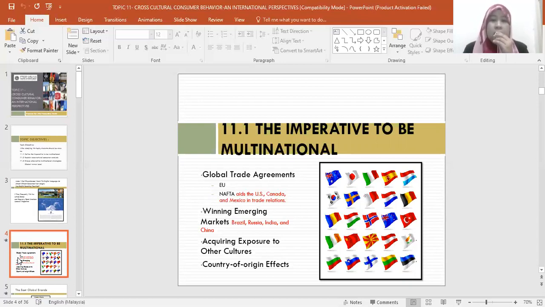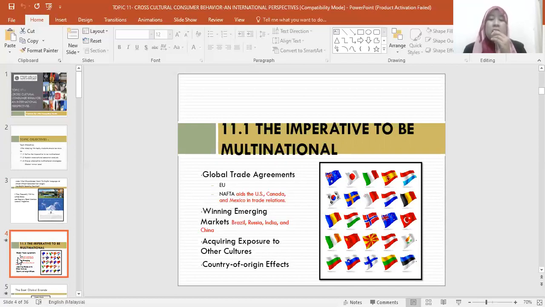right? And then emerging markets, as I also mentioned in other classes, in IB class, emerging market refers to countries that are in the process of developing, the countries that are in the process of developing. This consists of Brazil, Russia, India, and China. So the acronym is BRIC. Okay, and acquiring exposure to other countries.